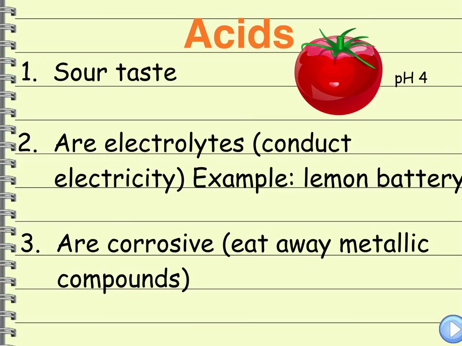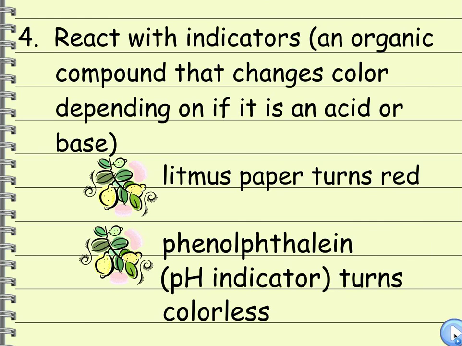Now, acids. Basically, they taste sour. You're looking at tomatoes. They're a pH of 4. They're electrolytes, which means they can conduct electricity, and they are corrosive. They eat away at metal compounds. So we talk about battery acids. Okay, they do react with indicators, an organic compound that changes color depending on if it's an acid or a base. So litmus paper turns red with acids, and with phenolphthalein, a pH indicator, it turns colorless.